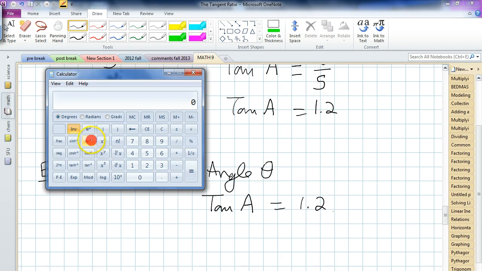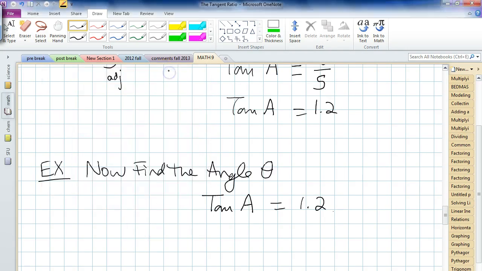When I hit the inverse button, watch what happens to these guys. Sin became sin to the -1, cos became cos to the -1, tan became tan to the -1. When I punch it again, it goes back to normal. Inverse means opposite, the flip. If you remember from exponents, anything to the power -1 means it's a reciprocal of that.